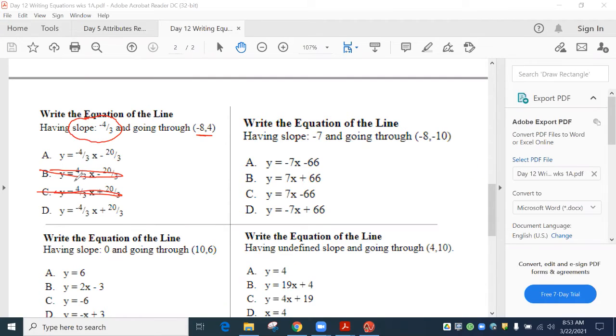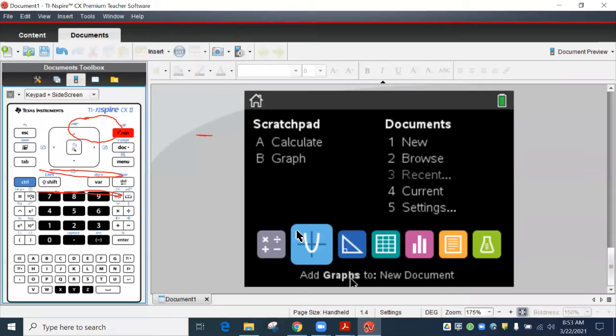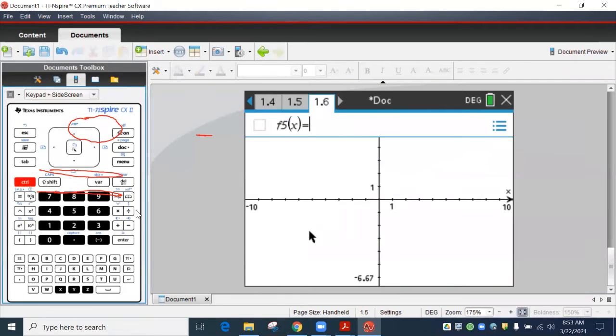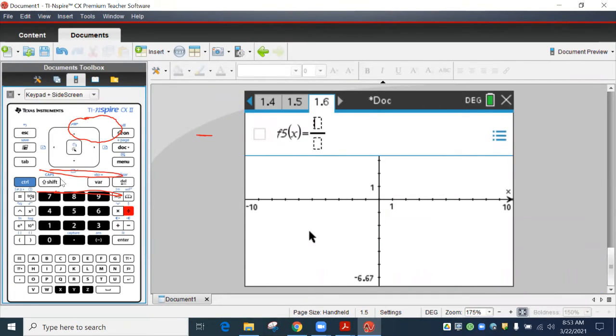Now, you only have to check 2 answers instead of 4. Does that make sense? So we definitely want to make sure if they give us a slope, almost always it eliminates 2 answers. So eliminate those 2 answers, and now you're just checking 2 of these. All right. So open up a brand new graph. We've got control divide. And we are minus 4 over 3 x.